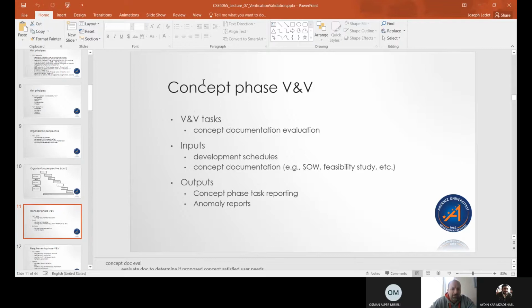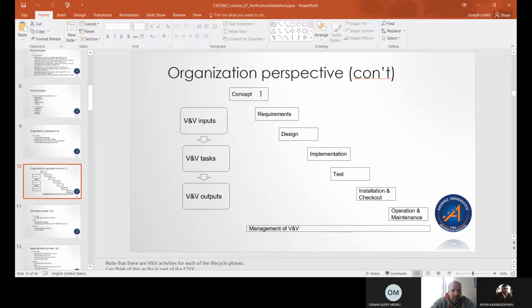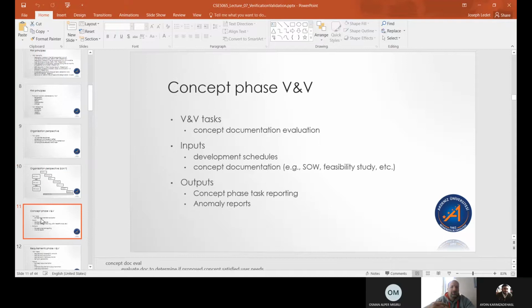So what are some of the tasks and inputs and outputs that are in the conceptual phase? How do we do that as far as the concept? That's at the very beginning. That's where the customer determines that they have a need, and they say, okay, how are we going to do this?